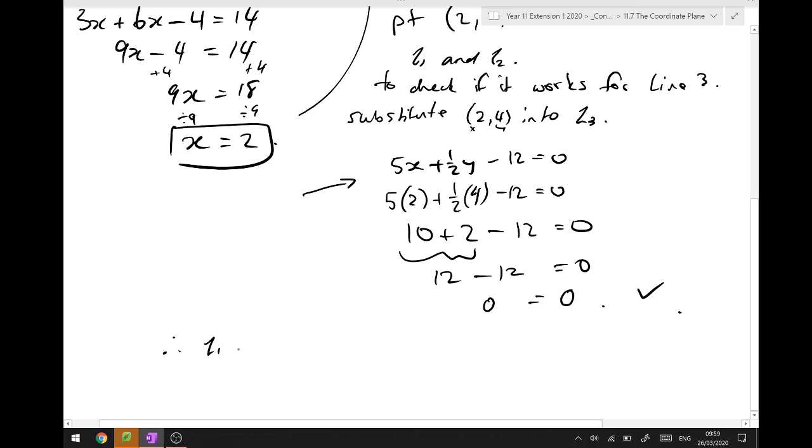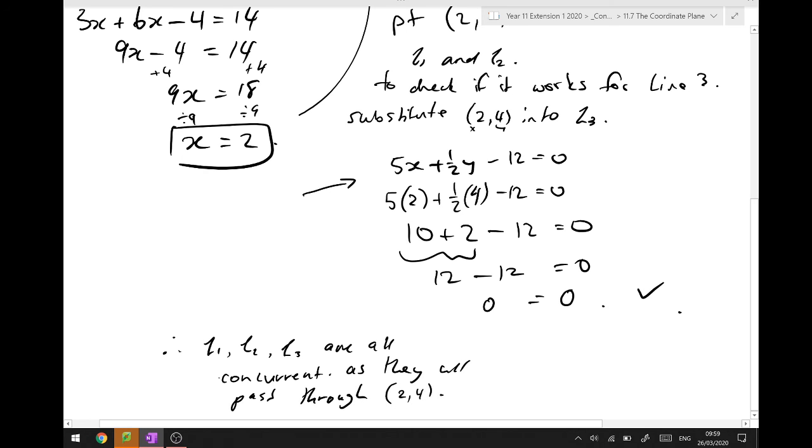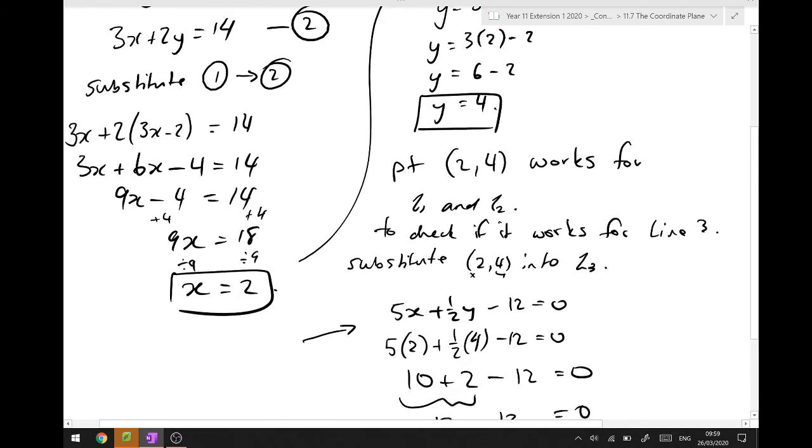Therefore, L1, L2, and L3 are all concurrent, as they all pass through (2, 4). Okay, that's it.